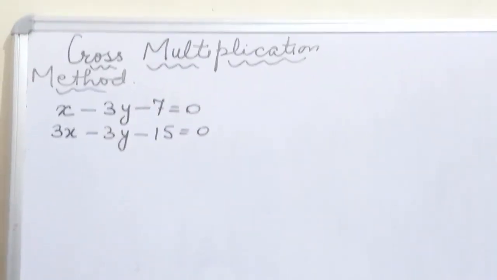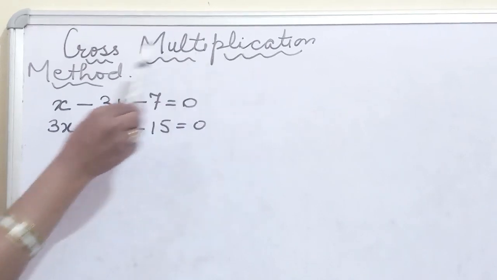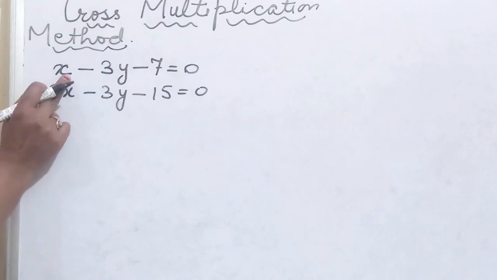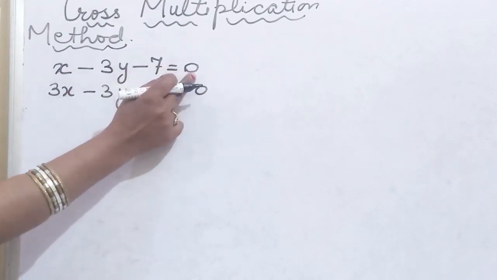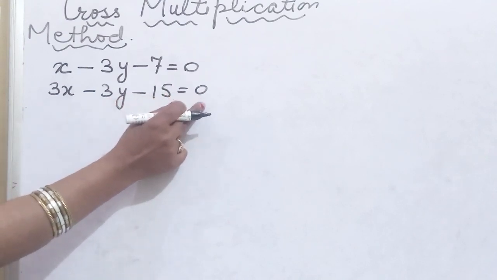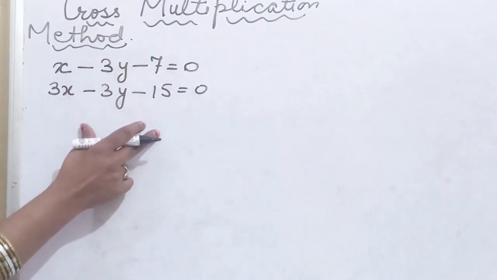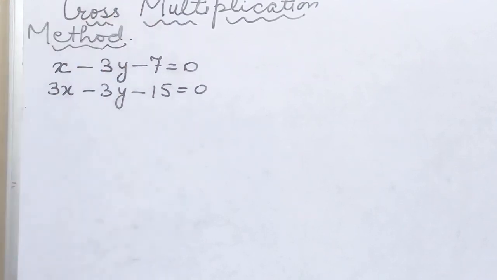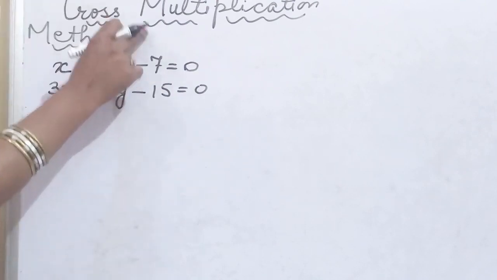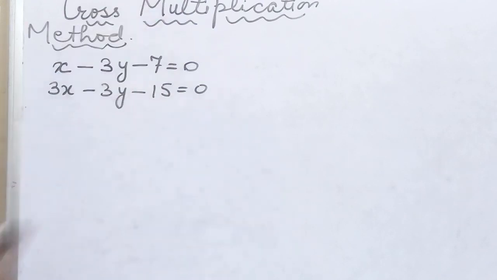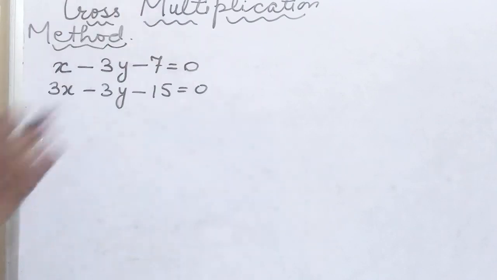Okay, now we'll do the third method, the cross multiplication method. Suppose we are given two equations: x minus 3y minus 7 equals 0, and the second equation is 3x minus 3y minus 15 equals 0, and we have to find the solution of these equations by the cross multiplication method. If the question asks for the cross multiplication method, you have to apply this method. Otherwise, the board will not give you marks if you solve the equations by any other method.